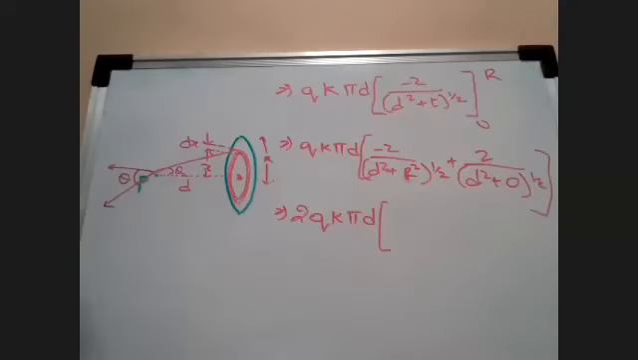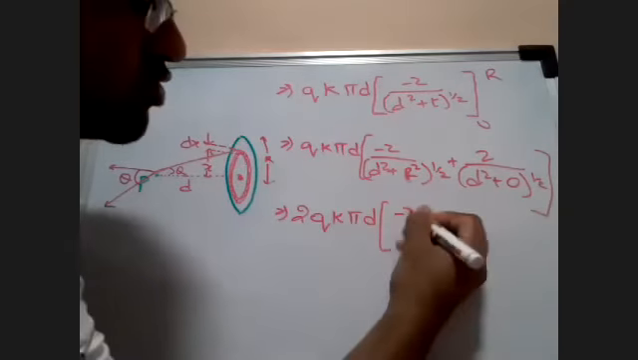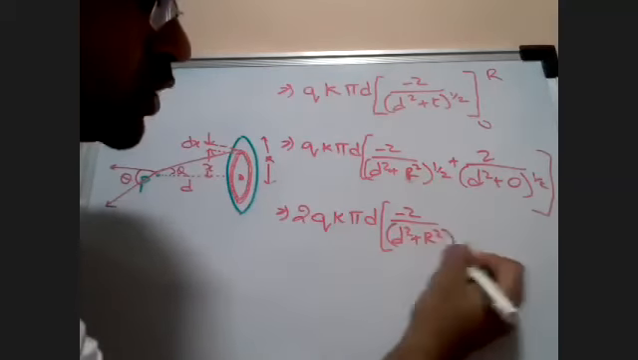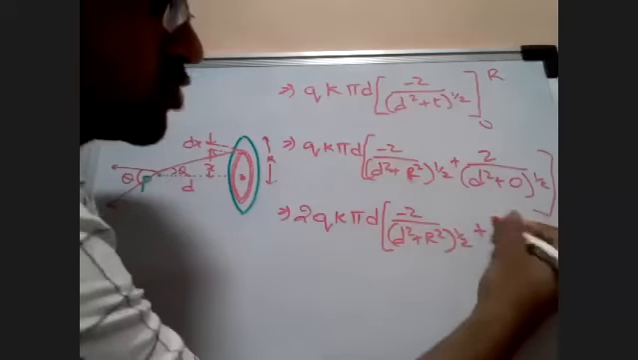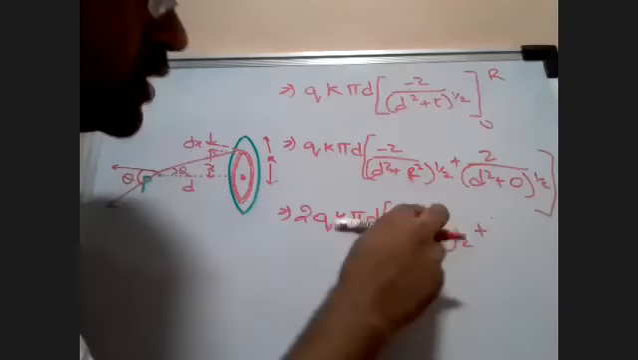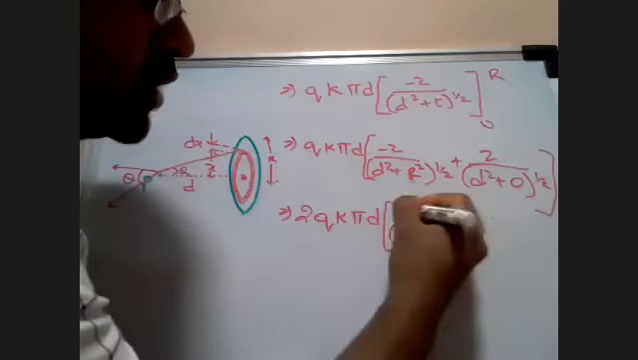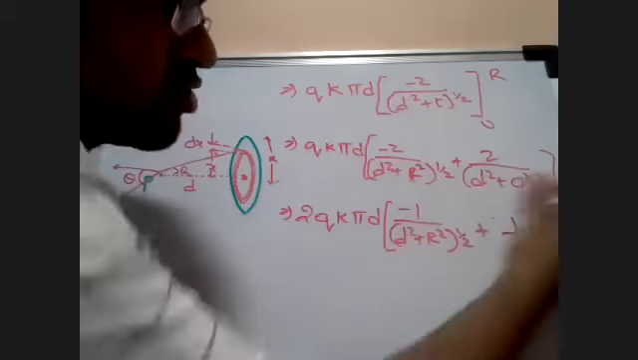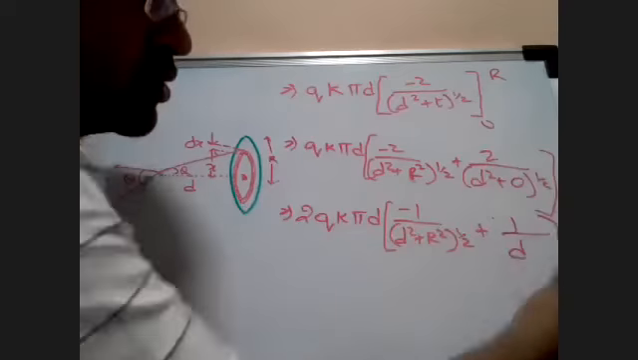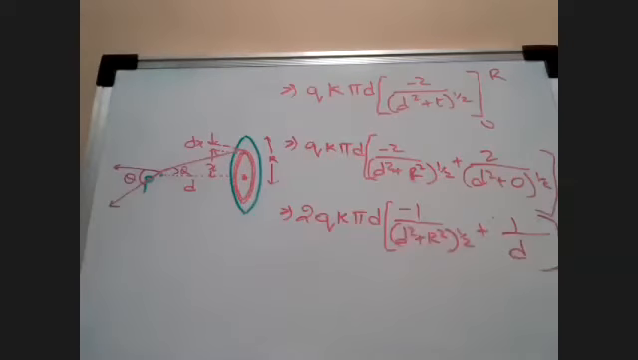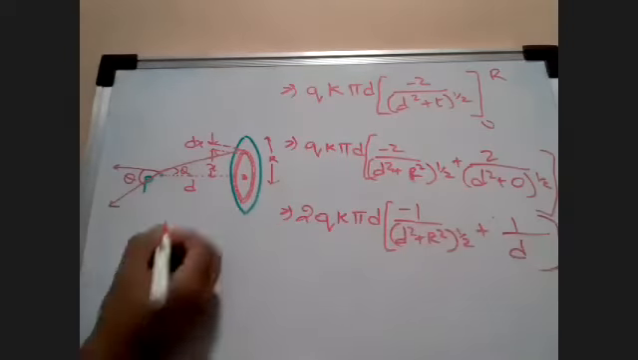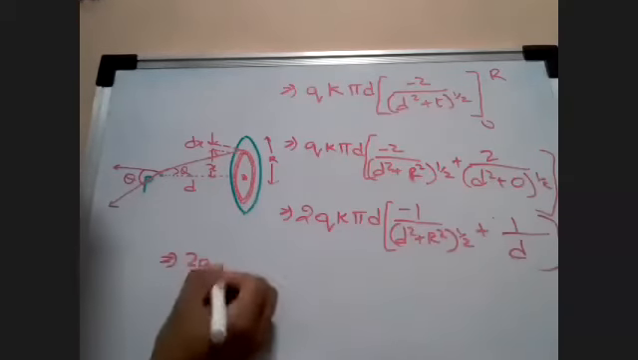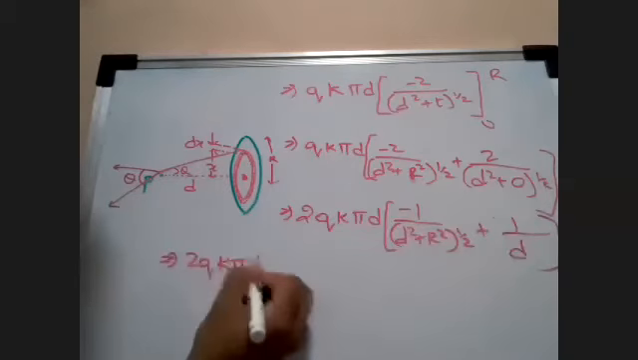Forget d, don't take it now. Let's solve it first. Minus 2 upon d square plus r square raised to 1 by 2. Sorry, I'm taking 2 out, so I'm going to get 1 here, minus 1. And what will I get? 1 upon d square raised to half. That is how much? That's 1 upon d only, no? Yes, sir. So what I will get now here, look here. I will get 2 q k pi d.